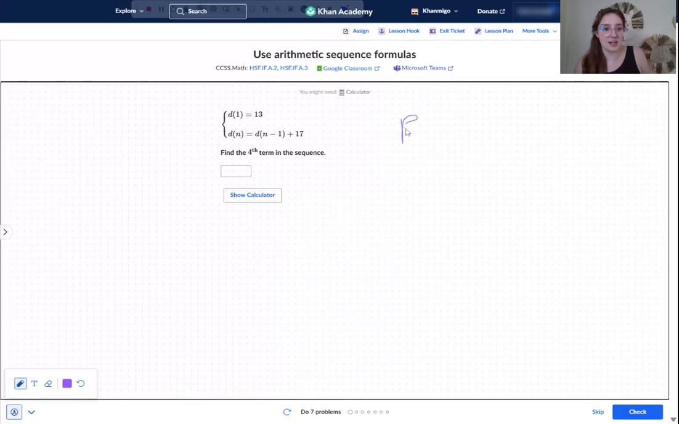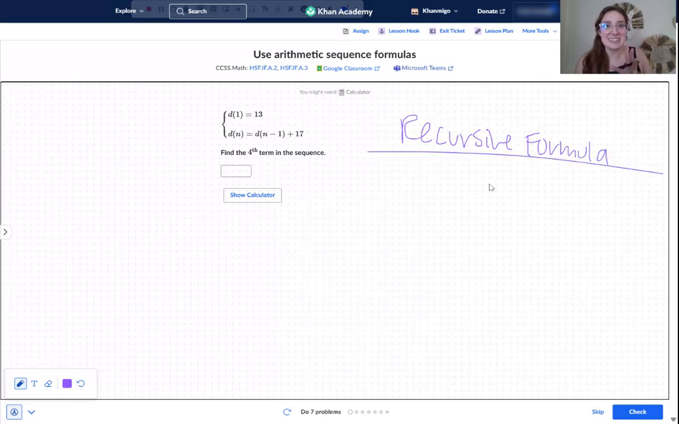So if we kind of forgot what the recursive formula was, the recursive formula is that silly formula, really, because they're telling us in order to find the nth term, the term we want, well, we need the term right before it, and then we're going to add the common difference. So whatever term we're trying to find, we need the term right before it, plus the common difference, okay?